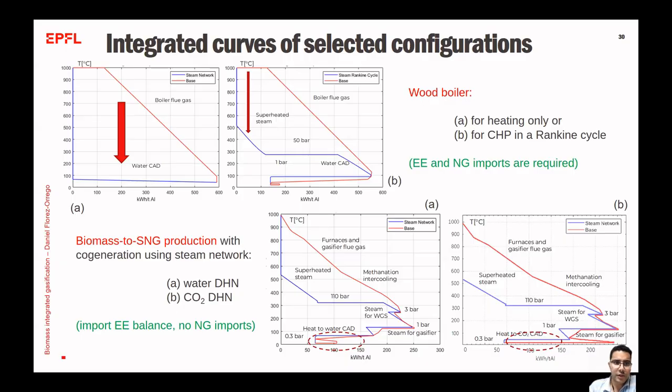In the other two cases, when we use the biomass to produce synthetic natural gas, we can use this natural gas for reducing the import of fossil natural gas. And also, we can import a little bit more electricity to balance the electricity produced by the cogeneration systems, recovering the waste heat available through the gasification, the methanation, as well as the flue gases of the combustion furnaces.